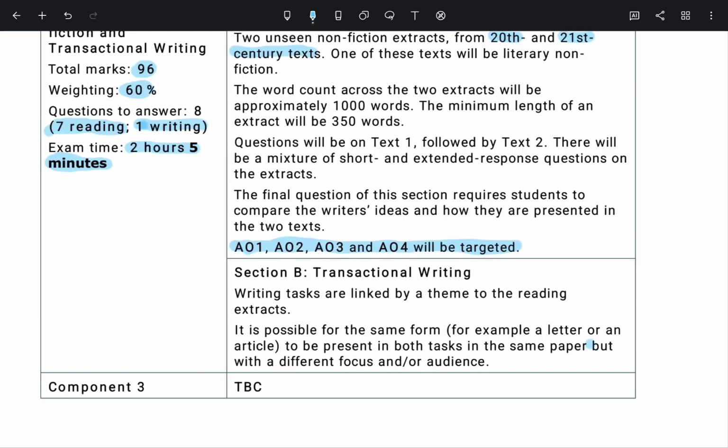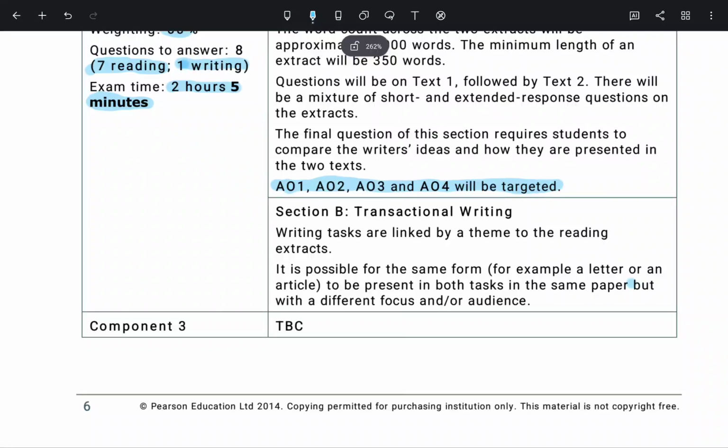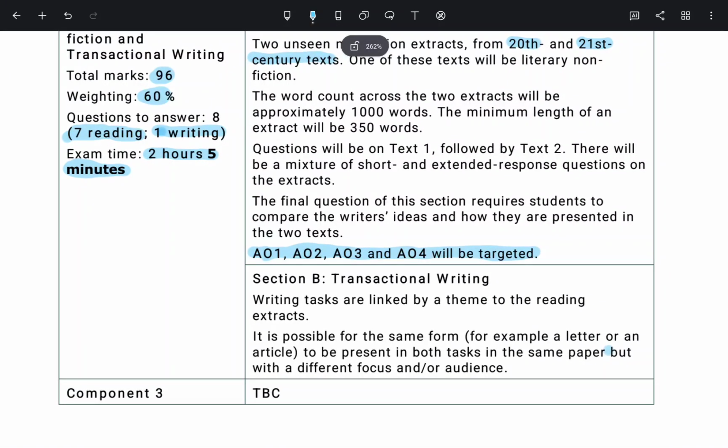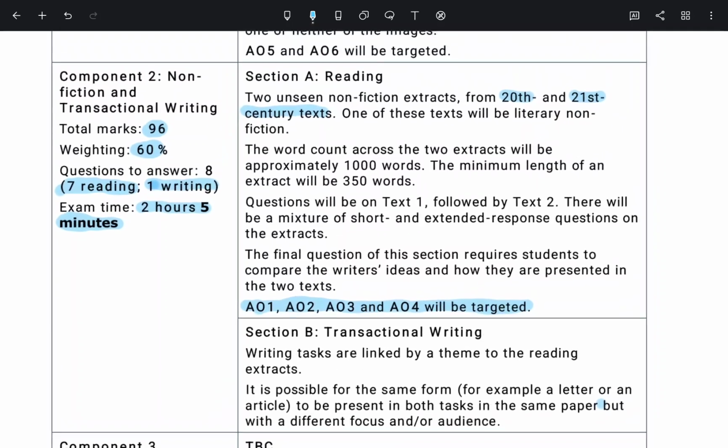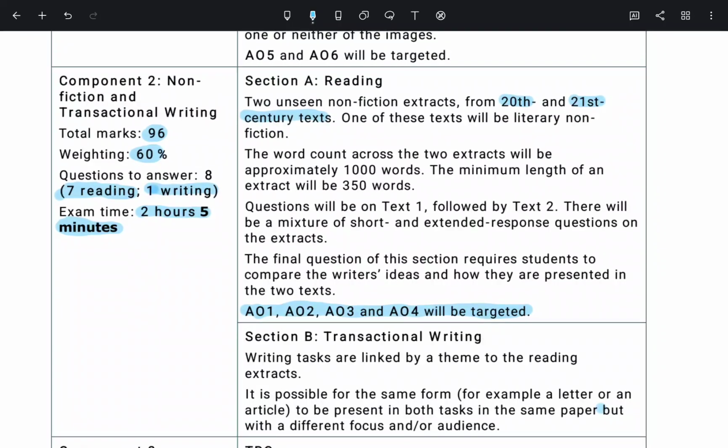So you may be asked to write a letter, for example, or even an article. Just be mindful of that and know how to write a letter and an article. Now, if you're wondering, sir, I don't know how to write a letter, I don't know how to write a speech, I don't know how to write an article.